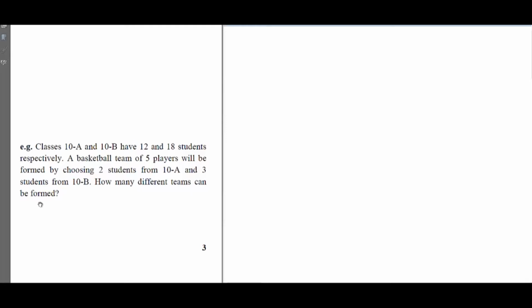Here we have again a combination, but we have a case in which we make choices from both 10A and 10B, so we should use the multiplication counting principle, or multiplication method, as in the previous example. So let's find them. First of all, from 10A, combination of 2 from 12, times combination of 3 from 18.